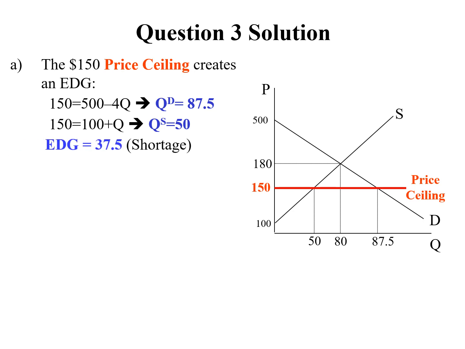Now the difference, that's the excess demand for goods. That's a 37.5 unit shortage. And that you can see is the horizontal distance between the quantity demanded, 87.5, and the quantity supplied of 50.